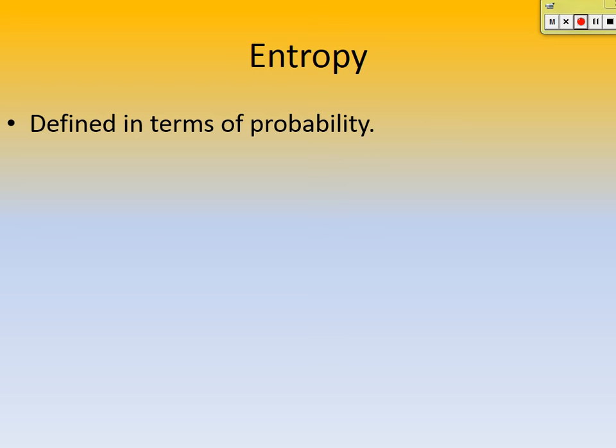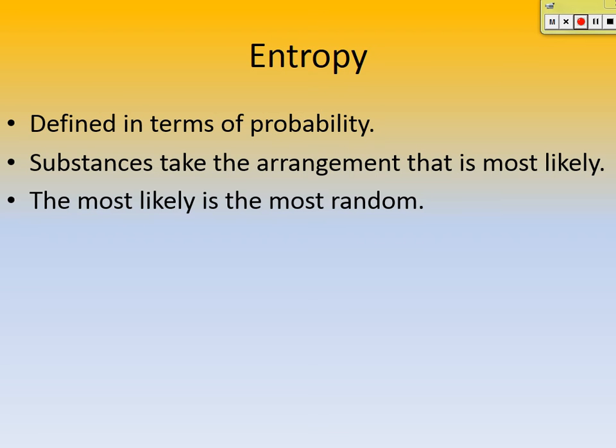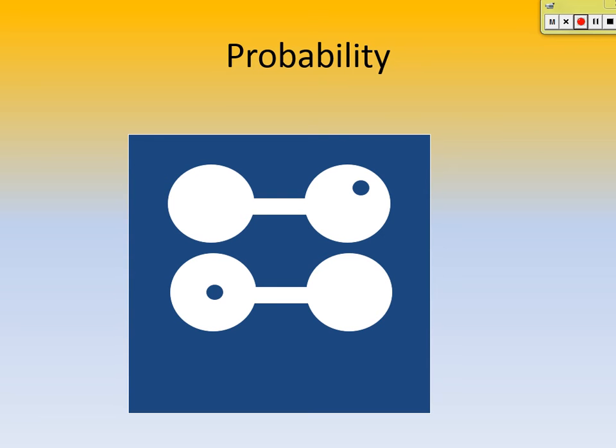Okay, let's talk about entropy in terms of probability. Substances will take the arrangement that is most likely. The most likely is the most random. We're going to calculate the number of arrangements for a system in the next couple of slides. Now, let me explain this. This is just an open container here. It's got 2 sides, left and right. And this is a molecule. One single molecule.